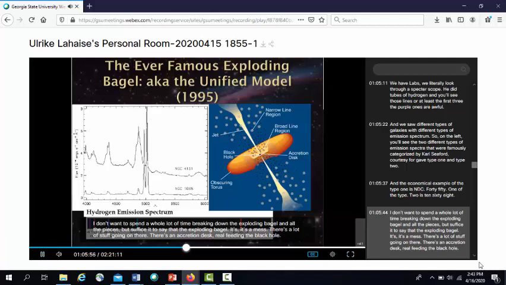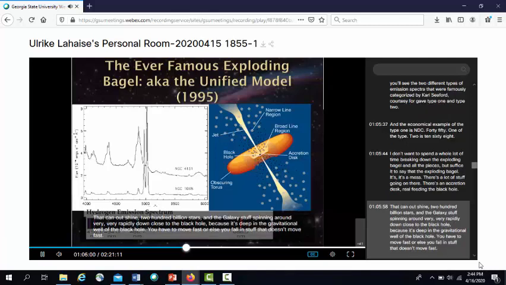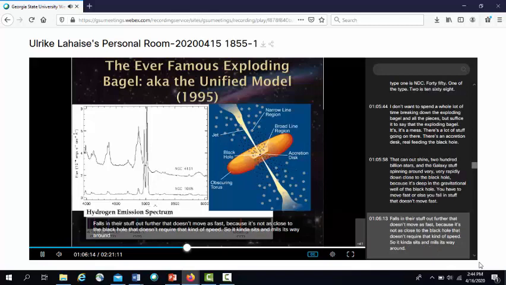There's an accretion disk of material feeding the black hole that can outshine 200 billion stars in a galaxy. There's stuff spinning around very, very rapidly down close to the black hole because it's deep in the gravitational well of the black hole. You have to move fast or else you fall in. Stuff that doesn't move fast falls in. There's stuff out further that doesn't move as fast because it's not as close to the black hole. It doesn't require that kind of speed. So it kind of sits and mills its way around.